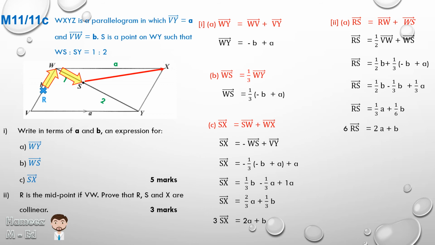So part 2, we had to prove that they're collinear. Let's take a look how. 2a plus b is equal to 3SX and it's equal to 6RS. As such, R, S and X are collinear because they're parallel to each other and they share a point. So now that we've proven it, we can put the small rectangle or write QED, quod erat demonstrandum.